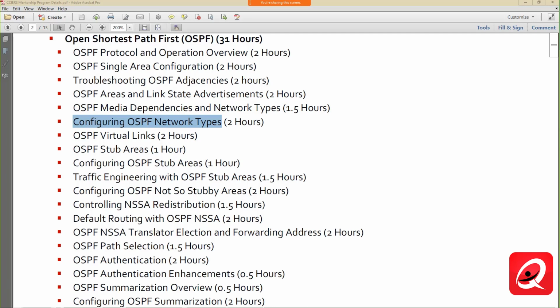OSPF network behavior is going to change depending on what type of media that network is being configured on. Whether it's Ethernet versus frame relay, PPP, frame relay point-to-point, frame relay point-to-multipoint, and so on. OSPF actually defines network types to deal with different media type characteristics in our topology.